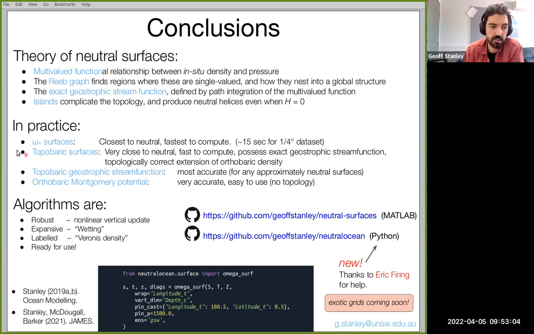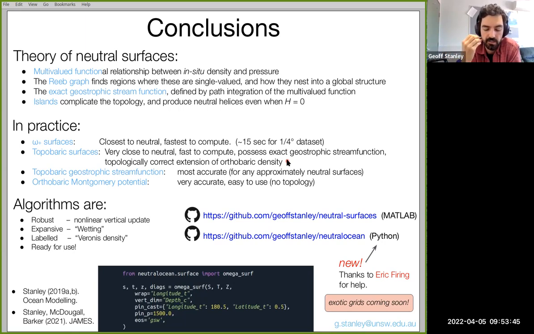In practice, I've given you two new codes or algorithms to calculate very accurate approximately neutral surfaces. Omega is the one that's closest to neutral because it's really doing an optimization problem, so you can't beat it in terms of neutrality, and it's now very fast to compute. The topobaric one is still very close to neutral and still very fast to compute. The nice thing about it is it has a geostrophic stream function that's exact, which gives you an Ertel potential vorticity. It's the topologically correct extension of orthobaric density, which I mentioned earlier as having these nice oceanographic properties like the stream function and the Ertel PV.